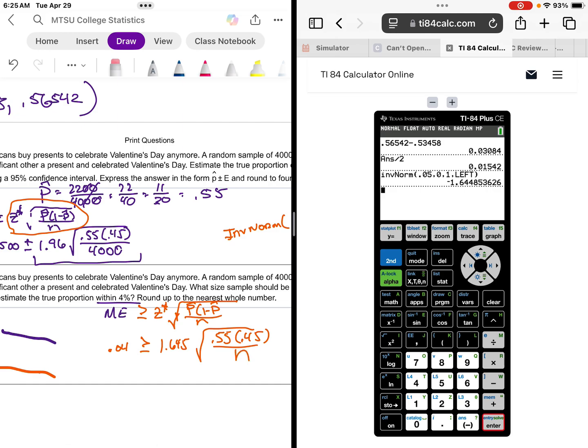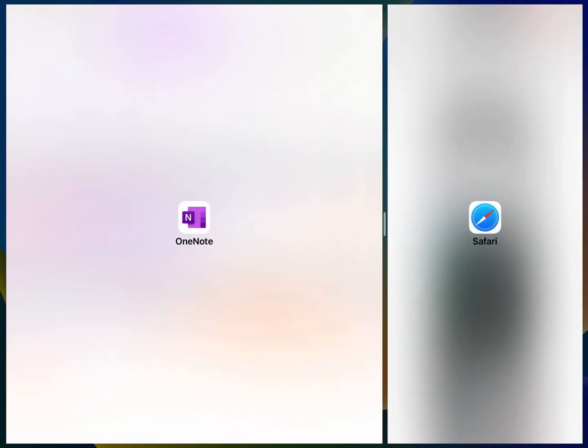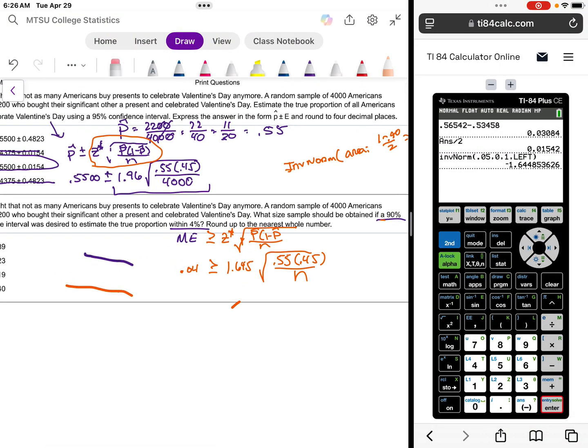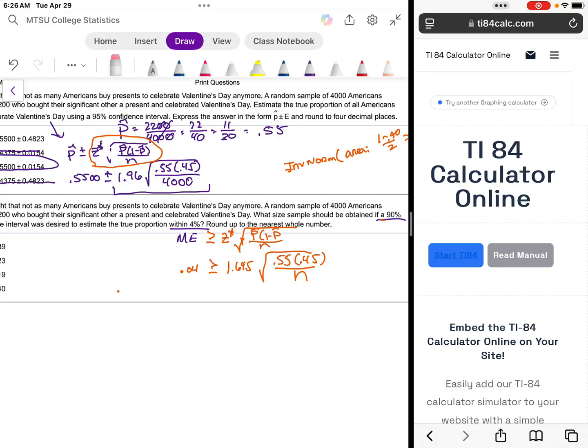All right. I'm going to try to make that a little bit smaller, but keep it on the screen because we're going to use it to do math. So now what I need to do is start solving for n. I've got to start doing inverse operations here. And I'm going to divide both sides by 1.645. So 0.04 divided by 1.645 has to be greater than or equal to the square root of those two things multiplied together.